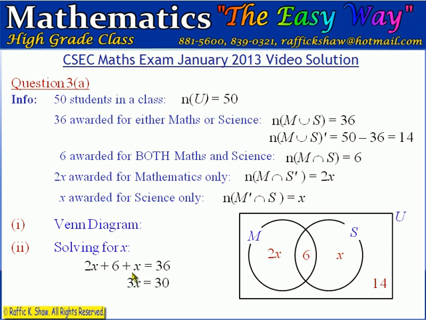That is 2x plus x is 3x here, and then we subtract 6 from both sides, and the result is 30 on this side. 36 minus 6 is 30, and then when we divide both sides by 3, the result is x equals 10. And that's the answer for part A of question 3.